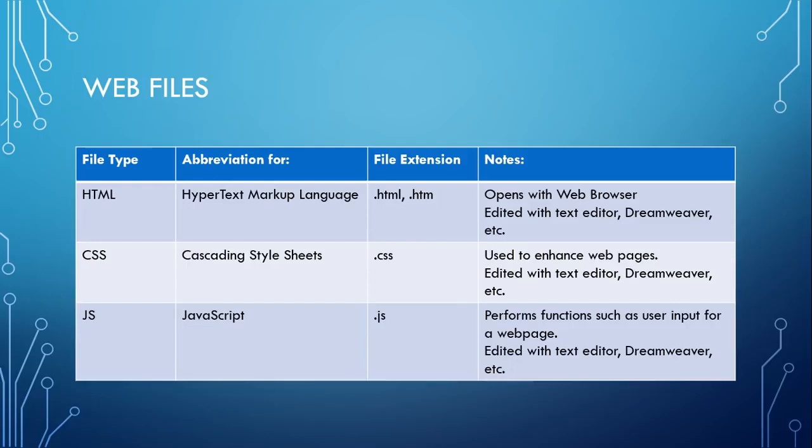And then we have JavaScript files, or JS, or .js for the extension. And you'll see that they perform functions such as user input. There's a lot of other things that JavaScript can do, but that's just a good general description for right now of what JavaScript can do. And similar as before, it's edited typically with a text editor, Dreamweaver, etc.